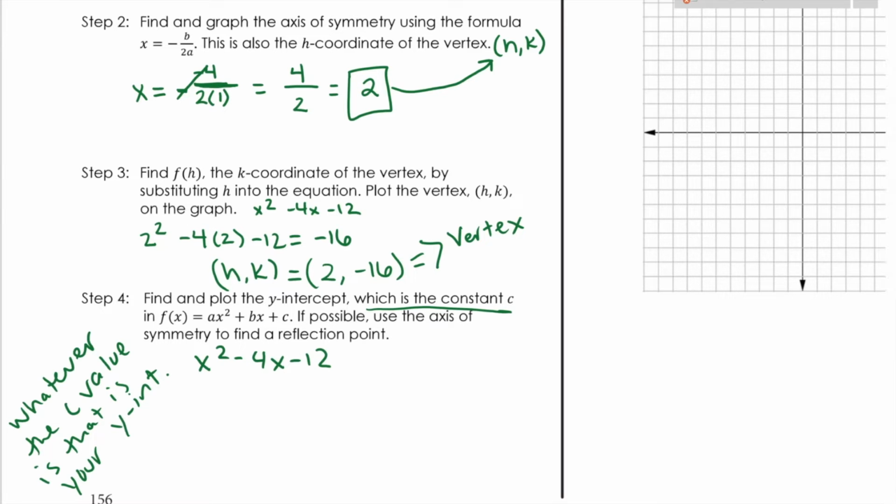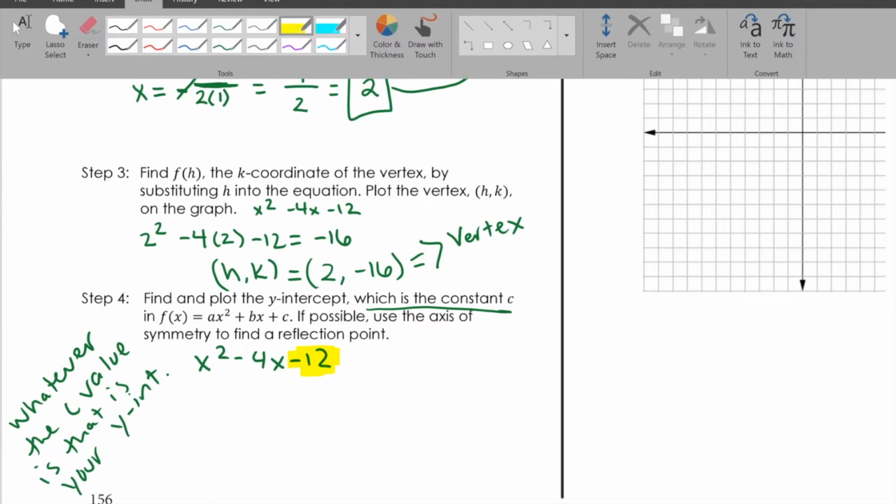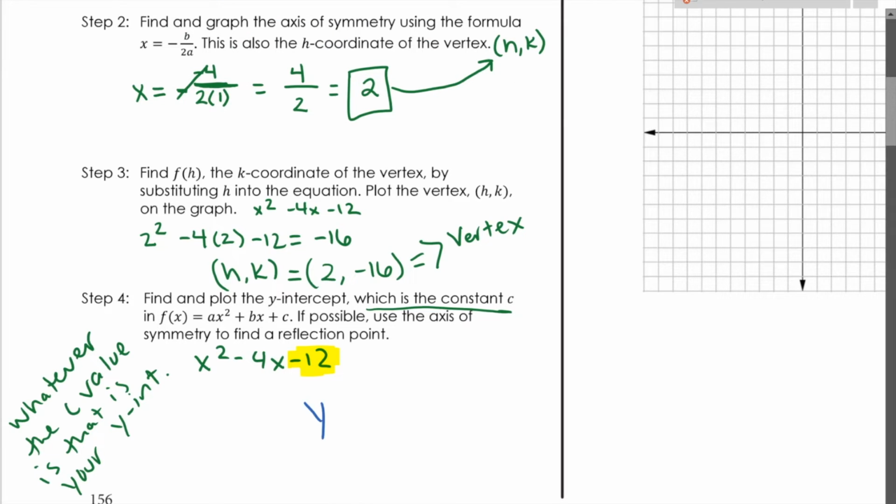Now the c value in this problem is negative 12. So what is your y-intercept? Well, that's easy. Your y-intercept is negative 12.